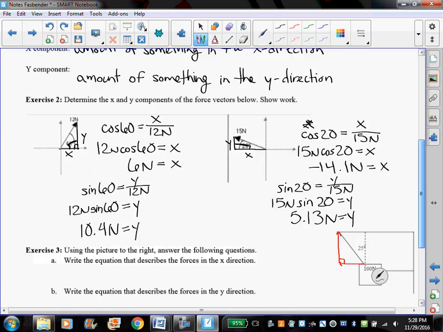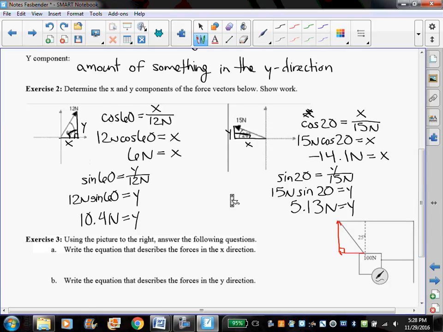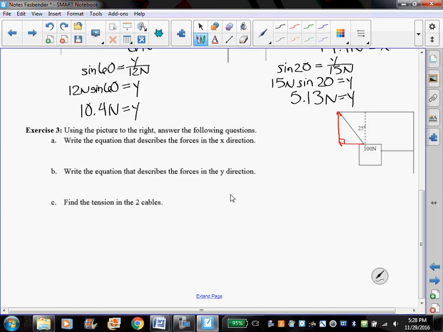Okay, so that's a nice review of geometry. We now can use that geometry as well as our knowledge of force equations in order to finally be able to solve problems like exercise 3. So, using the picture to the right, answer the following questions. Part A, write the equation of the forces in the x direction. Part B, we will write the equation that describes the forces in the y direction, and then in part C, we will find the tension in the two cables.